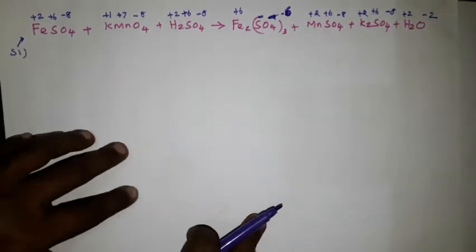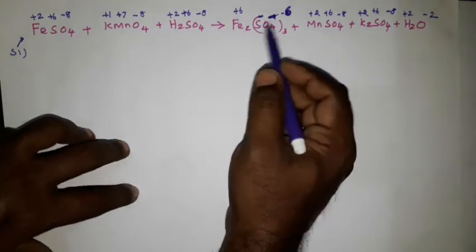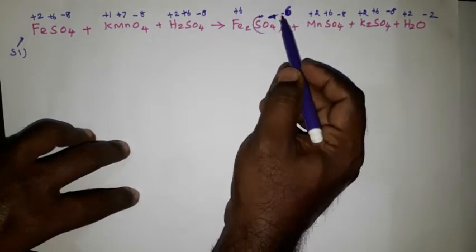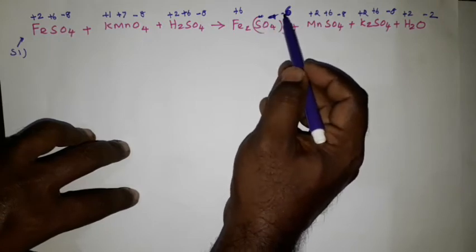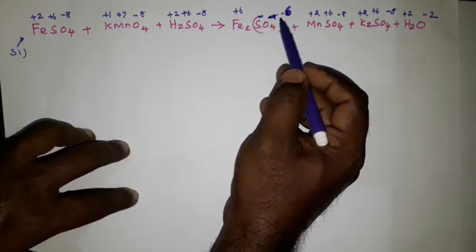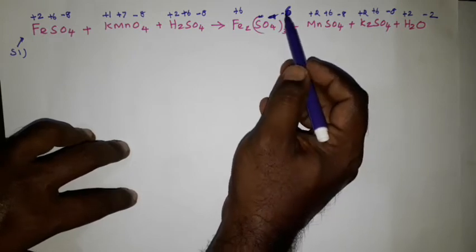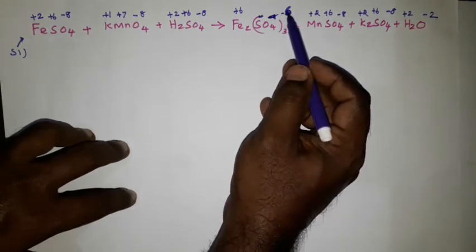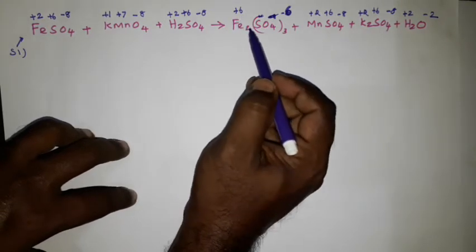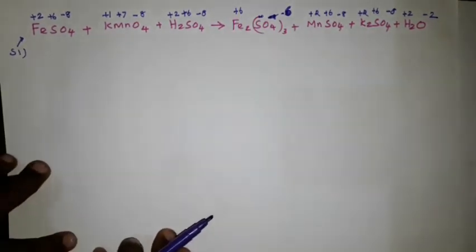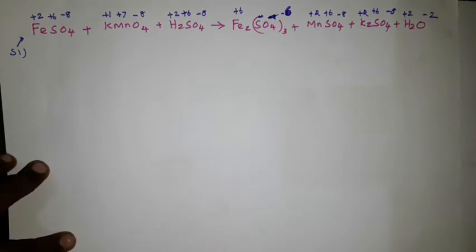Clear? See here for this kind of compound, for sulfate it is minus 2. So total 3 sulfate ions are there, so it will become minus 6. So of course here plus 6. Correct? So this is the way you have to calculate the oxidation number. Okay?